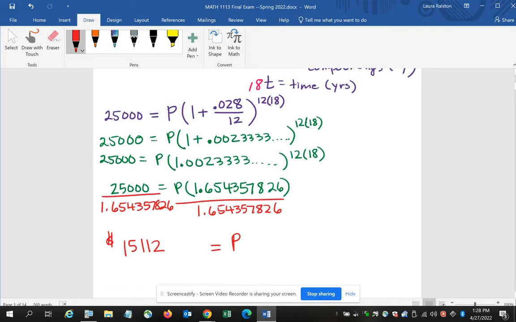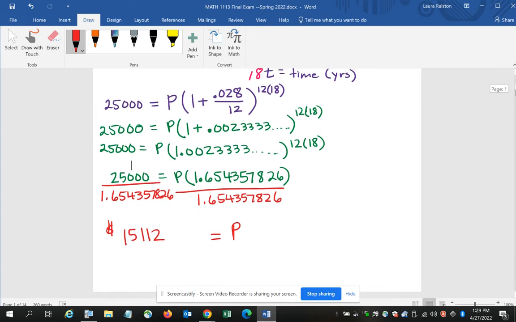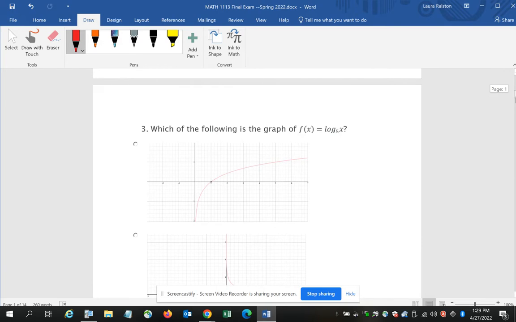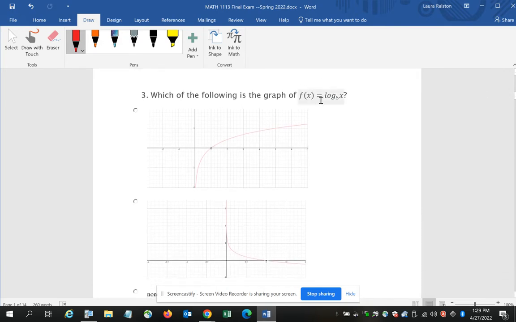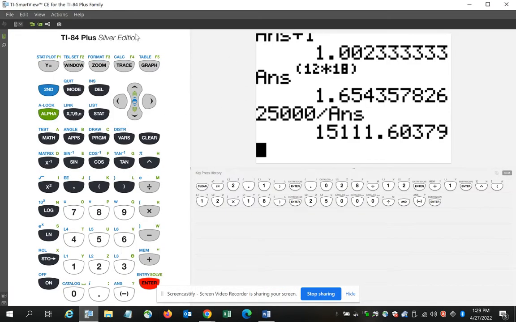All right, the next question says, which of the following is the graph of log base 5 of x? Okay, so again, this comes from Unit 4, dealing with exponential and logarithmics, and you're looking for this logarithmic equation. So a couple of things you can do. I would probably try to graph it on my calculator, which you should be able to do.